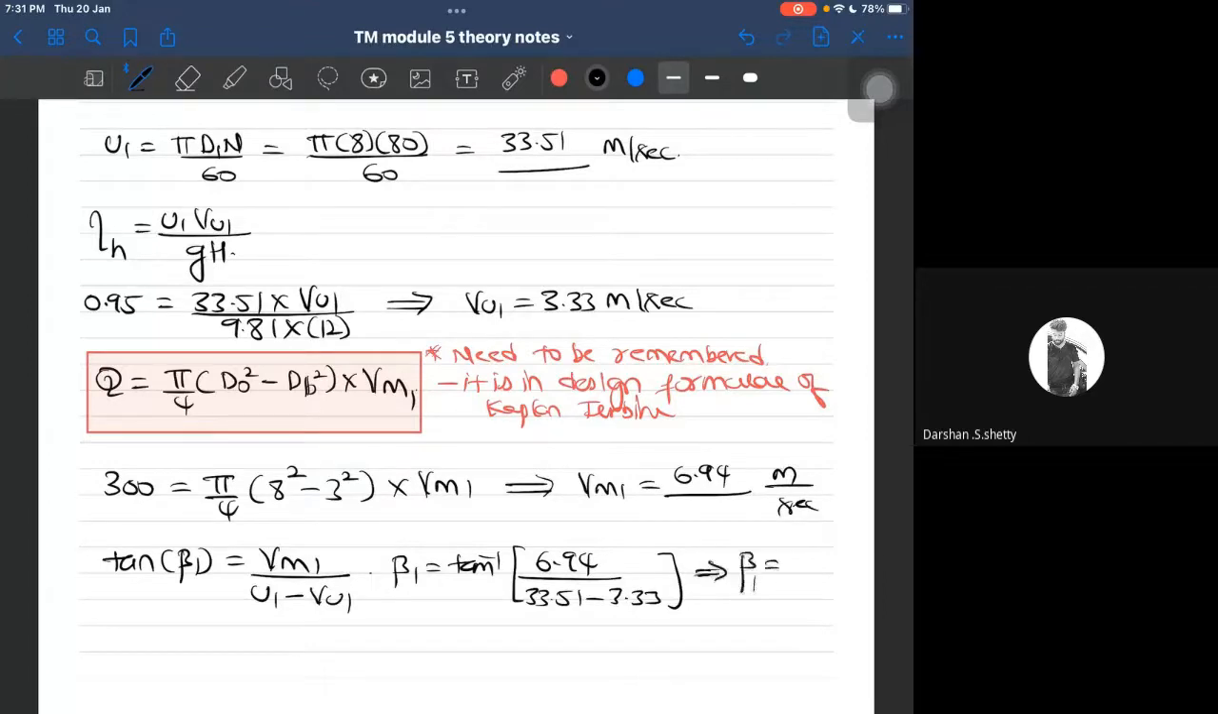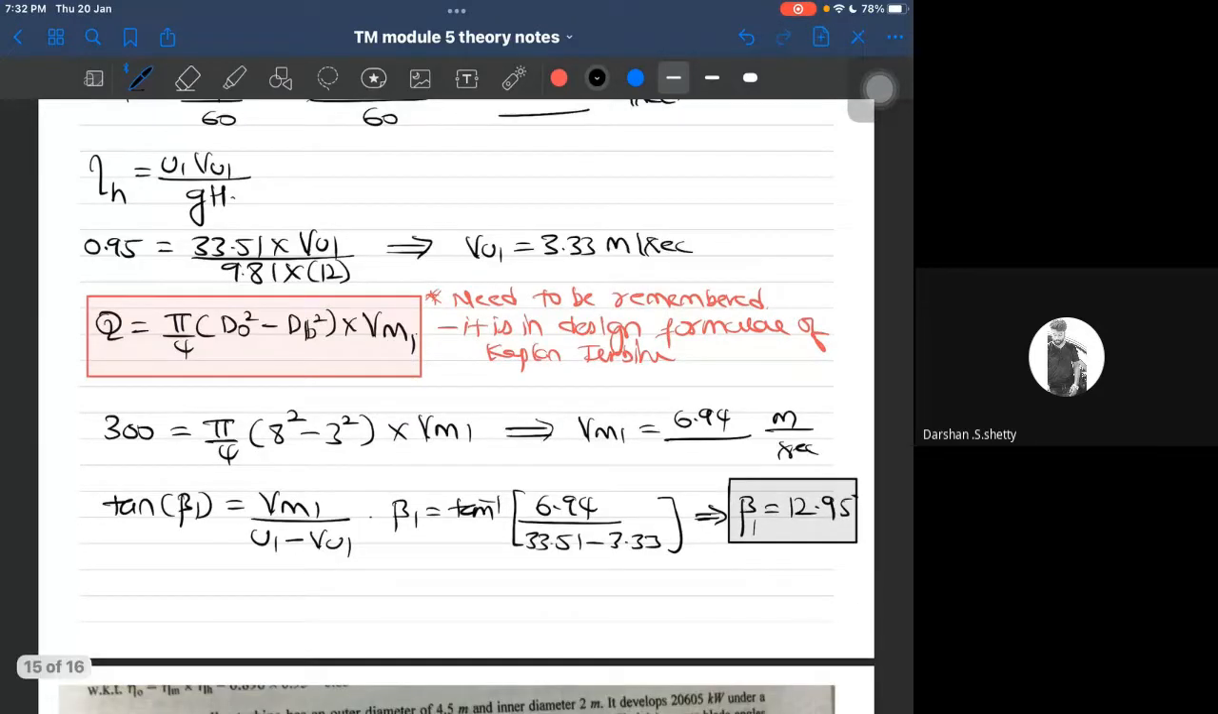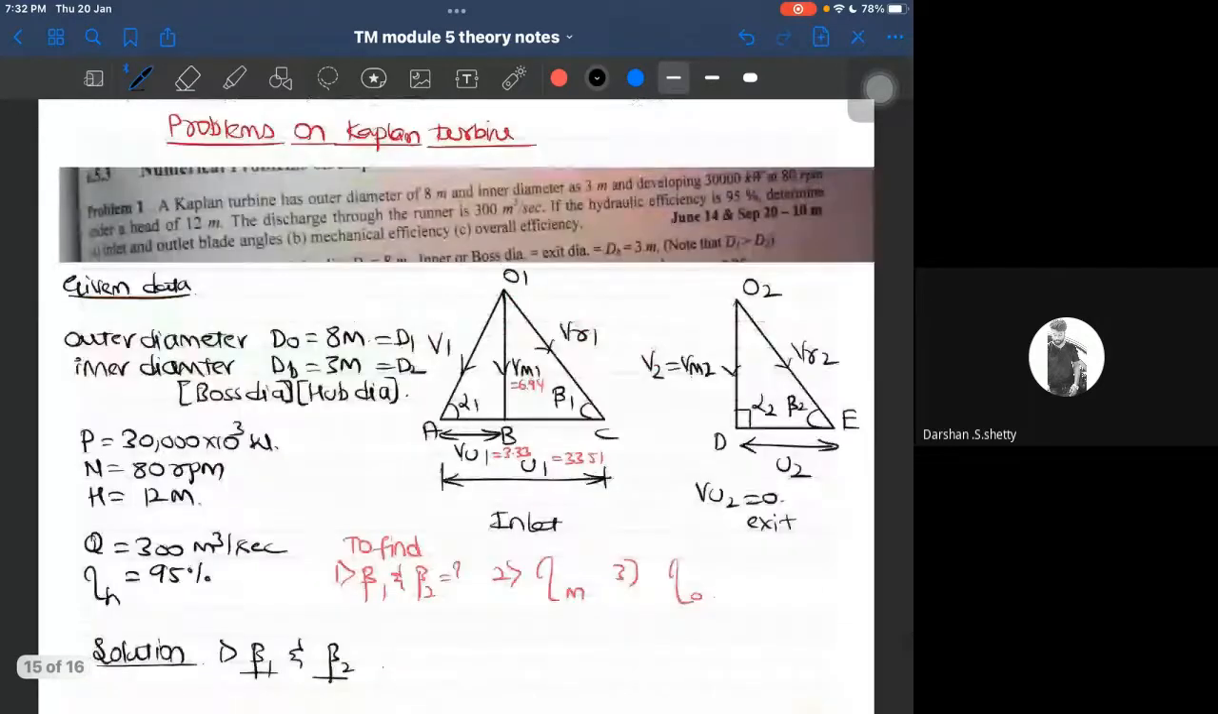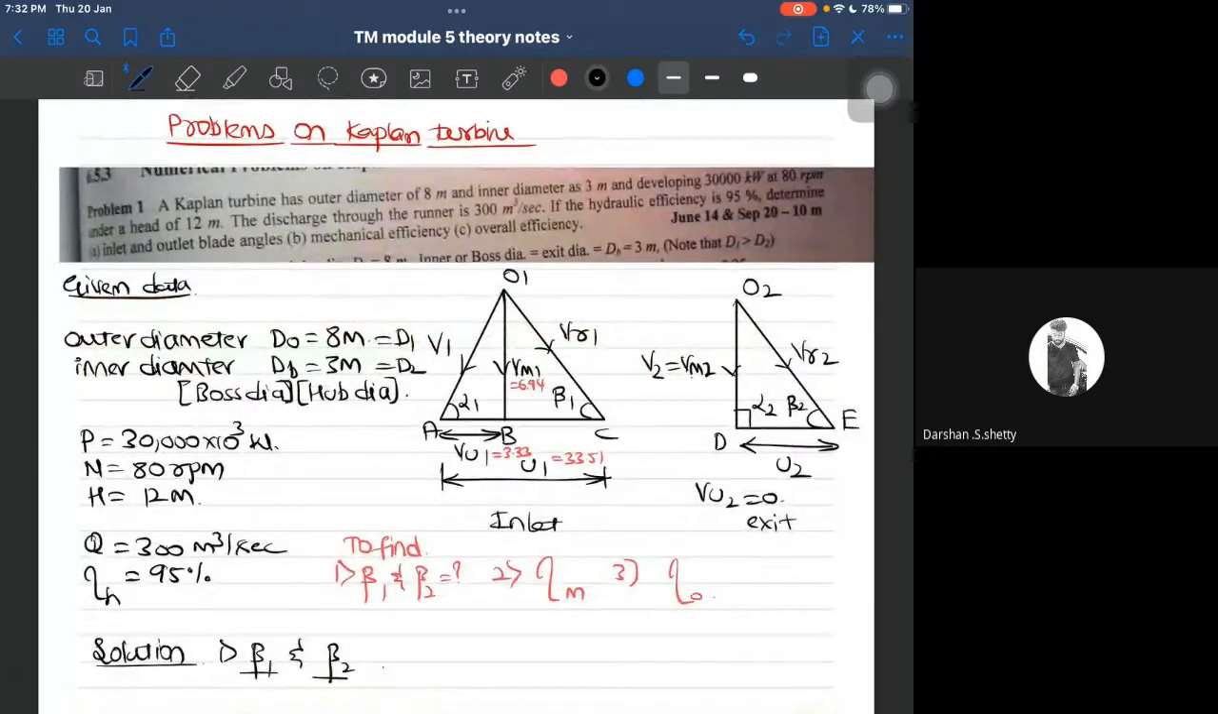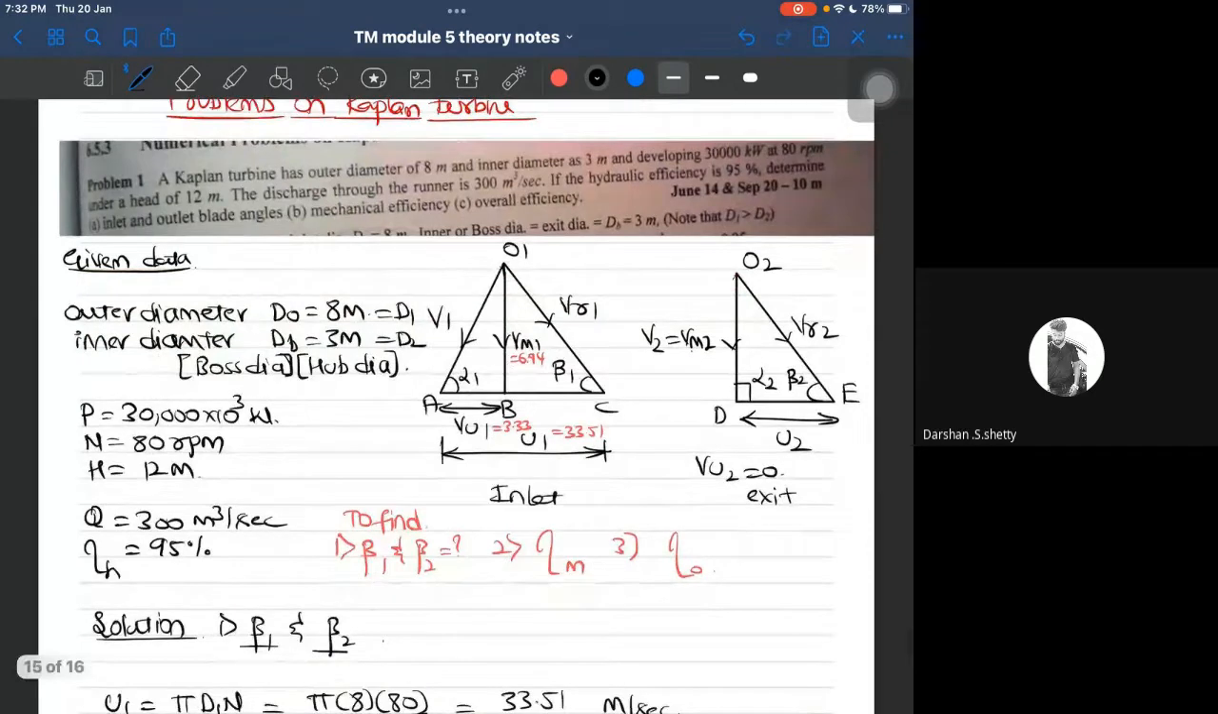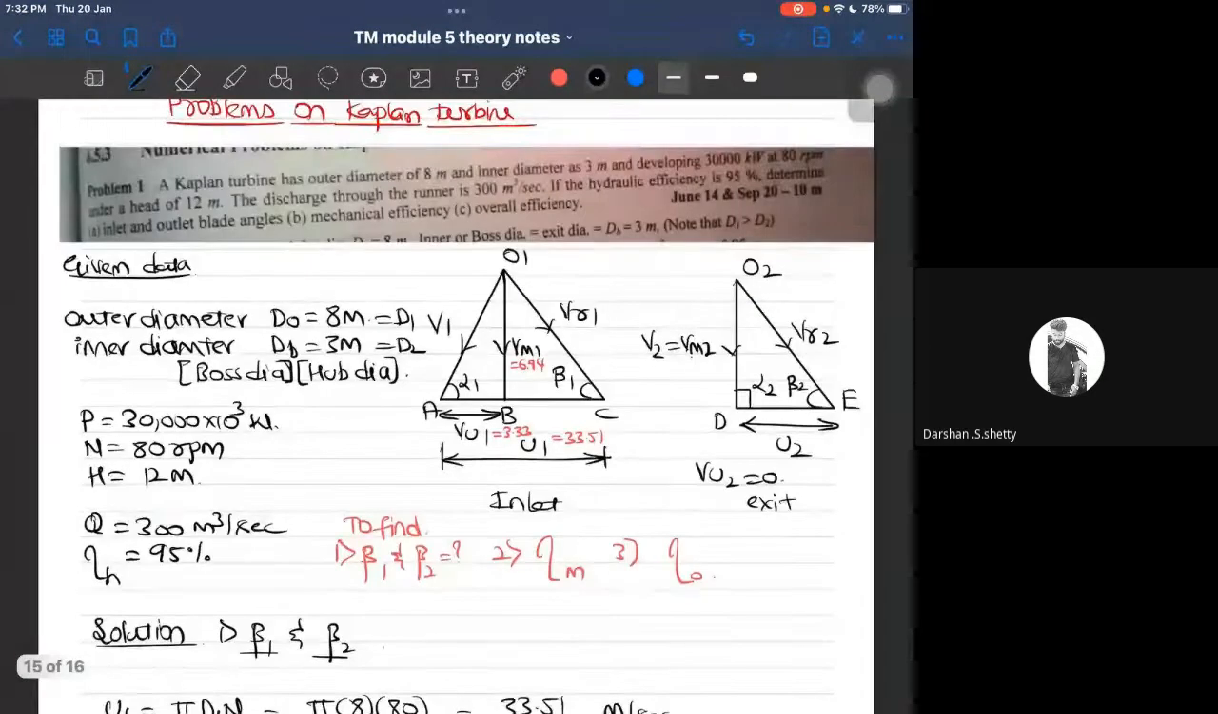12.95. Very good. So beta 1 value I have calculated. Next we will go to beta 2. In order to calculate beta 2, it's very simple. Always remember this, Vm1 would be equal to Vm2. So in that sense, even this particular value is also 6.94. And you can even say that U1 would be equal to U2. In that sense, this particular value is also 33.51.